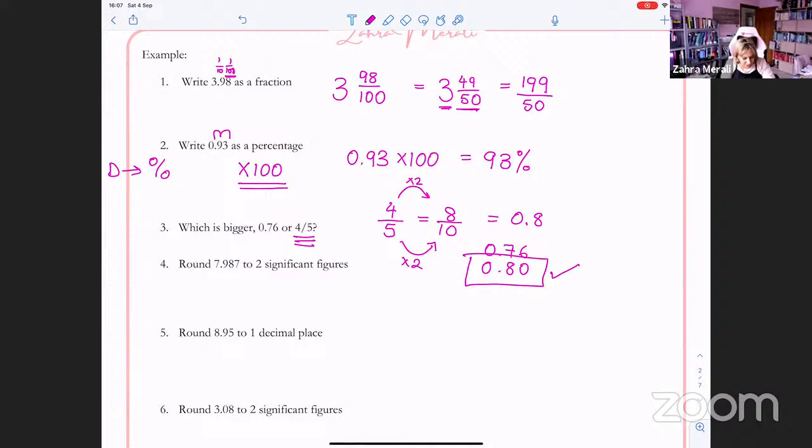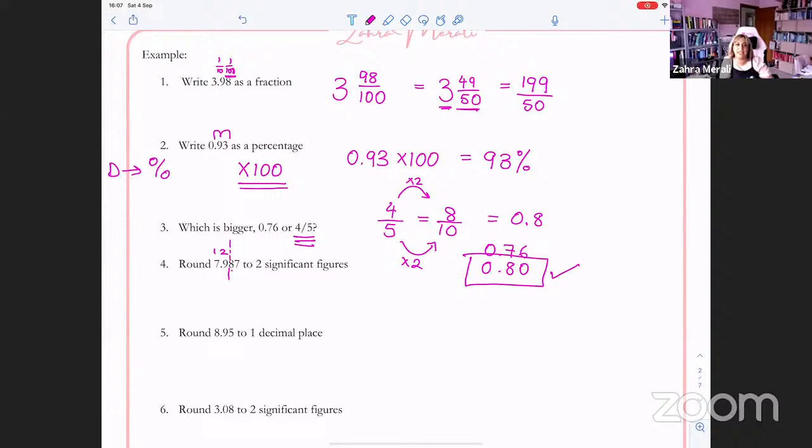Now we've got to round 7.987 to 2 significant figures. Be careful. It says significant figures, not decimal places. So you have to be really, really careful about what you're looking at. Significant figures is numbers. So we want 2 numbers, and then we look at what's after that.